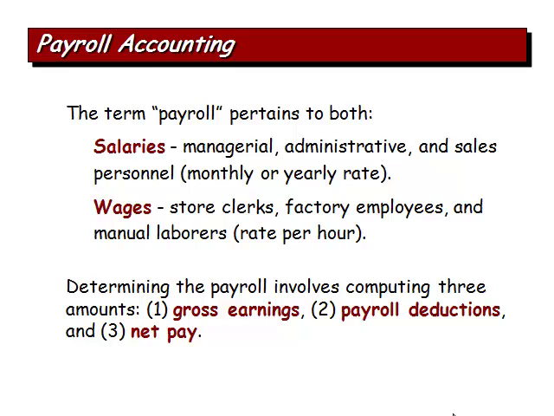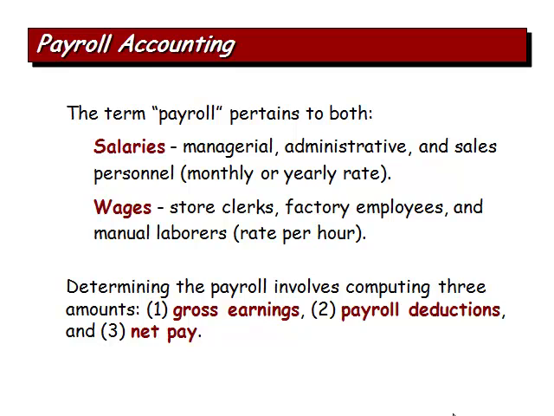The term payroll talks about both salaries and wages. We typically think of salaries as managerial, administrative, sales personnel, where we don't track what they make on an hourly basis. We track what we pay them by the month or a yearly rate. Wages, on the other hand, tend to be a rate per hour. Store clerks, factory employees, manual laborers.